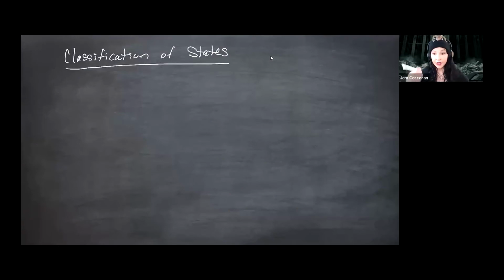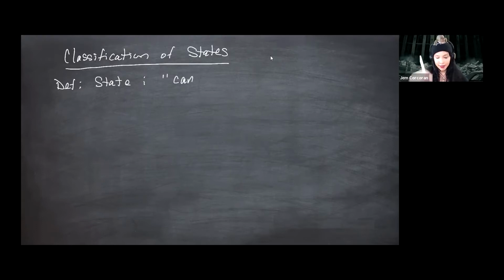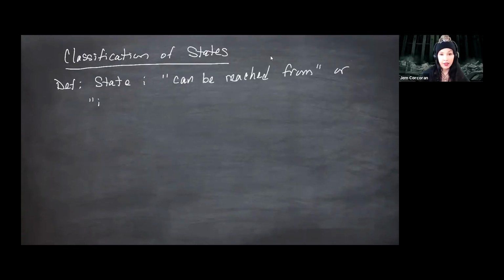So I'm going to start with a definition for you. A state i, we say that it can be reached from or is accessible from state j if you can get from i to j. And I mean something really specific about that. So can be reached from or is accessible from state j if there exists.